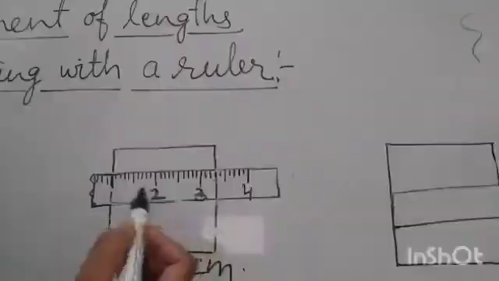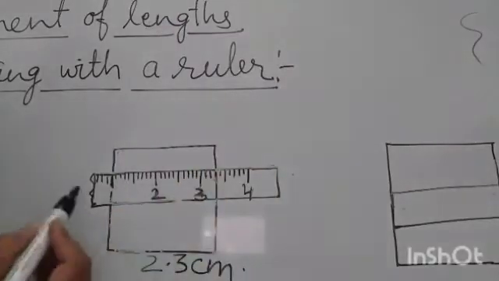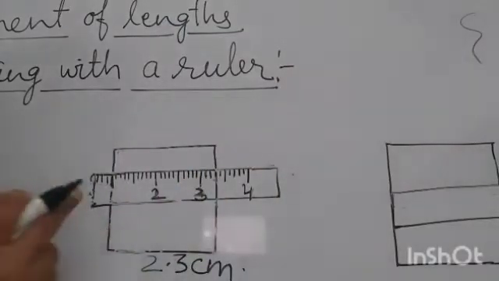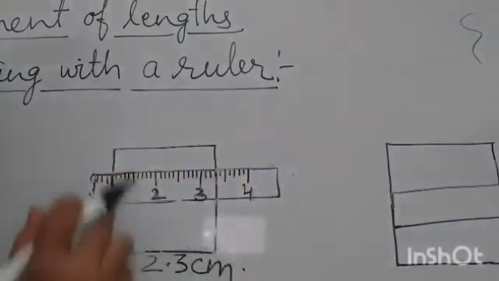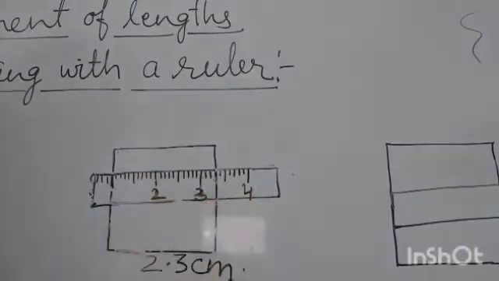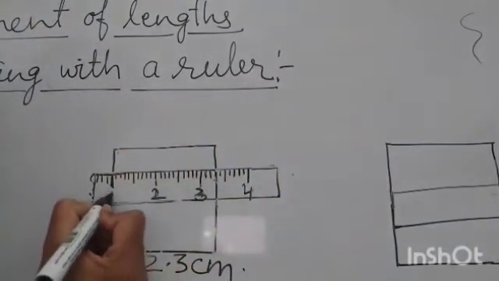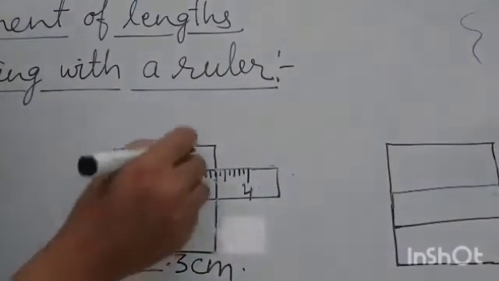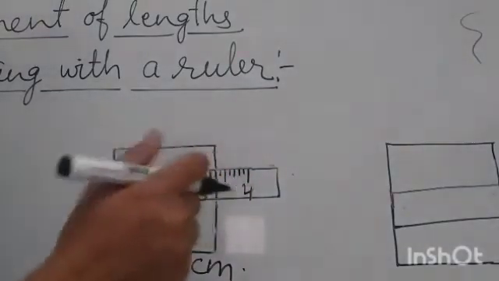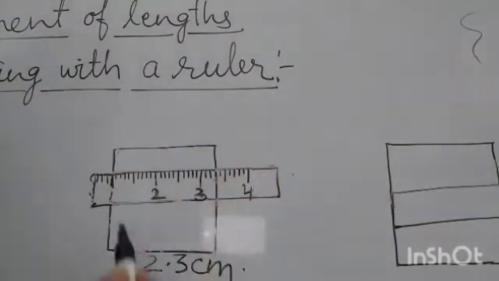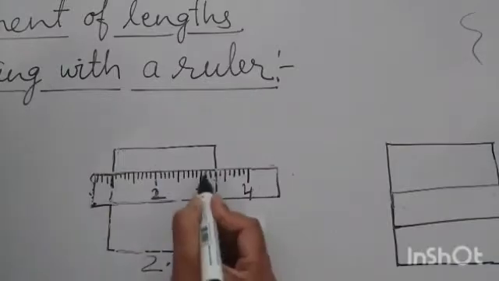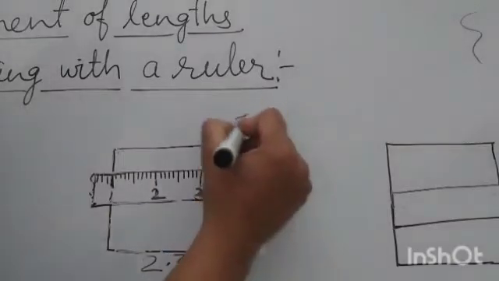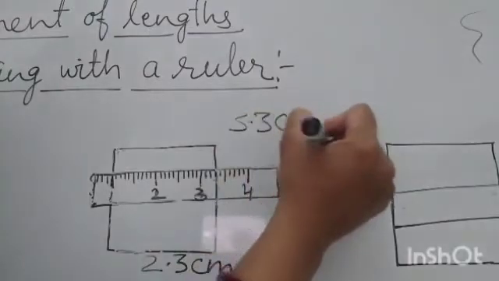For example, see, now suppose the 0 mark line got damaged on this scale. Now we have to measure this object. What we will do is place the scale in such a way that the 1 centimeter line will coincide with the left side of that object. Now we will take the reading of the scale. Here this is 2 centimeter, 3 centimeter. Now 1, 2, 3. It means this is 3.3 centimeter.